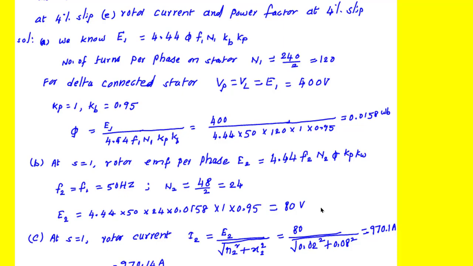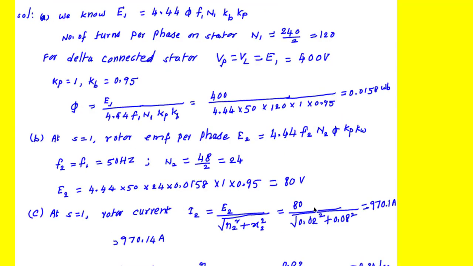Under these conditions, he is asking what is the current taken by the rotor circuit. That is the C bit. At S equal to 1, that is slip equal to 1, the rotor current formula is I2 is equal to E2 divided by root of R2 square plus X2 square. E2 was just now calculated in the previous step, that is 80, divided by R2, whose value is given in the data itself, that is 0.2 ohms, and X2 is also given, that is 0.08. So 0.02 whole square plus 0.08 whole square gives 970.14 ampere.